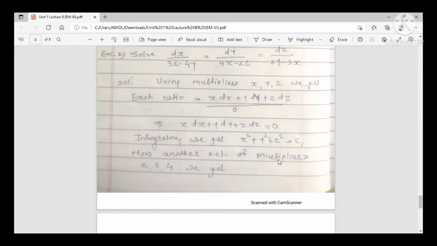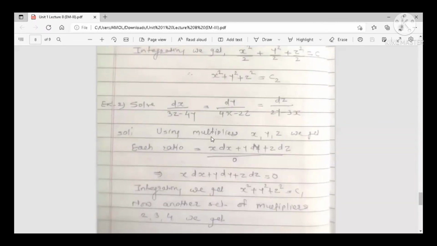Now you multiply every term by 2 so that we can remove the denominator 2, and we have the solution x square plus y square plus z square is equal to c1. So this is the first set of solution of the example. Now to get another set of solution, use here the multipliers 2, 3, 4. It is on a trial and error basis.